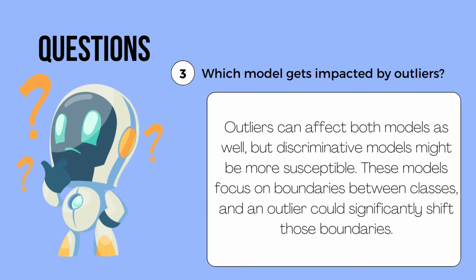Next question is, which model gets impacted by outliers? Again, outliers can affect both models, but discriminative models might be more susceptible. These models focus on boundaries between classes, and an outlier could significantly shift those boundaries.